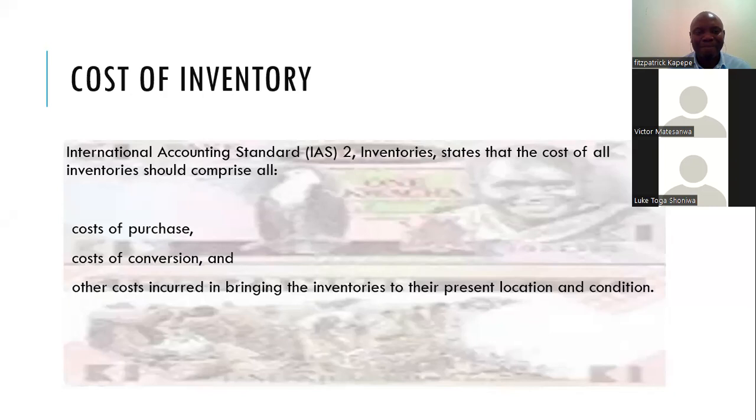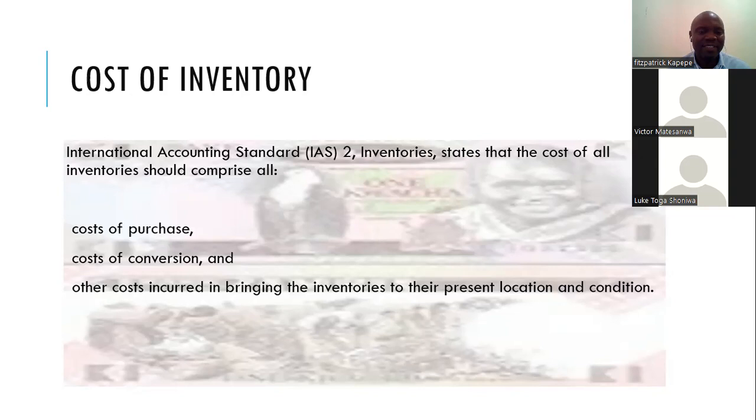So the cost of inventory should comprise three things, guys. One is the cost of purchase, the cost at which you're purchasing this particular inventory. Secondly, is the cost of conversion. If you're converting it, maybe you have to turn it into cheese, whatever cost that you have to incur in turning milk into cheese will actually sit as part of your inventory. Other costs incurred in bringing the inventories to their present location and conditions also have to be included.